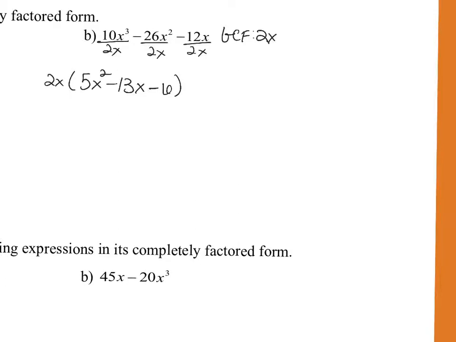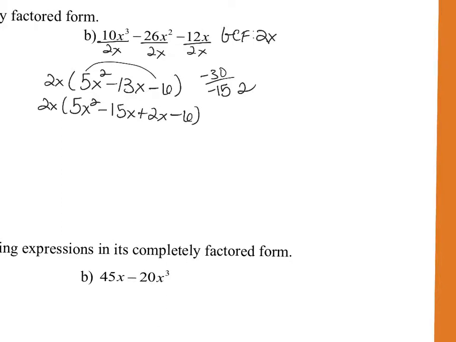Okay, now I have a trinomial. 5 times negative 6 is negative 30. Negative 30 has lots of factors, so you might want to put that in your y equals. But for me, I believe it's negative 15 and 2. So I'm going to replace my two middle terms. Now I'm going to do factor by grouping.